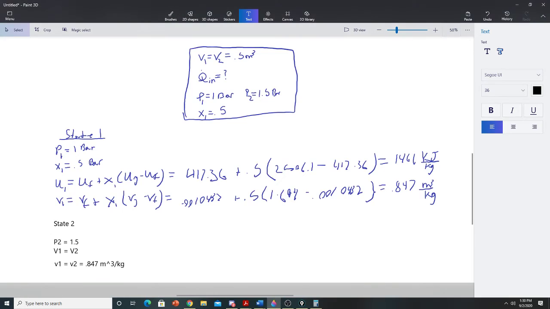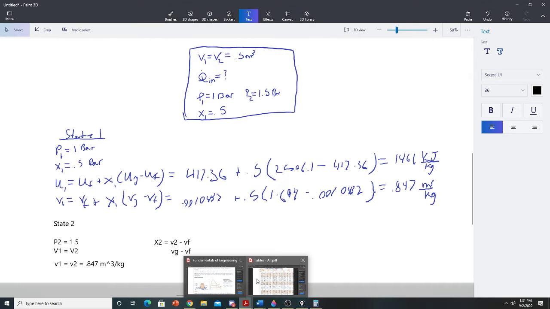So let's head back to the old drawing board. Let's do paint, but I'm going to use the text tool this time. Over here will be the solution. Remember, x2 is a rewrite of that first equation. x2 will be equal to little v2 minus vf, divided by vg minus vf. This is our equation again, and this is the vf at the new pressure, not at the old pressure. So this is vf and vg at 1.5 bar.